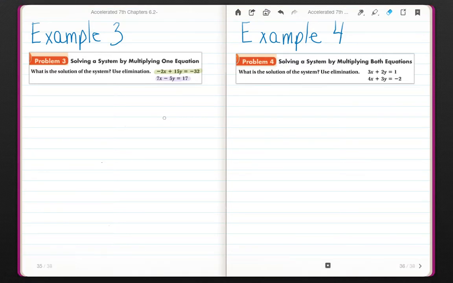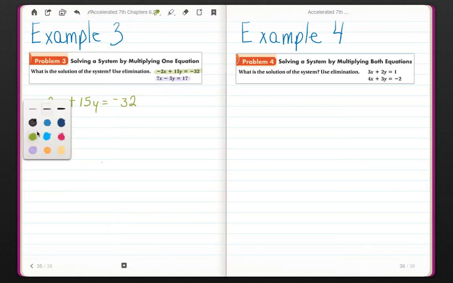So let's take a look at example 3, solving a system by multiplying one equation. If I take a look at these two equations, I notice that neither of them can I add or subtract to eliminate one variable. I have negative 2x plus 15y equals negative 32. And I have 7x minus 5y equals 17.